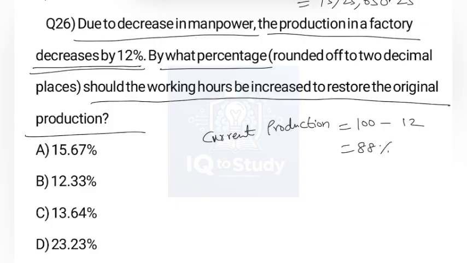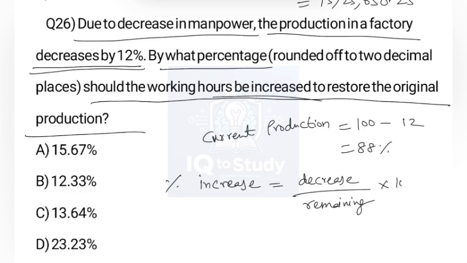So we have to find the percentage increase. So percentage increase is equal to decrease by remaining into 100, which is equal to 12 by 88 into 100. That is equal to 13.636, approximately equal to 13.64%.